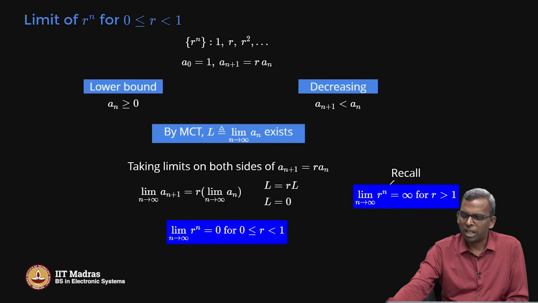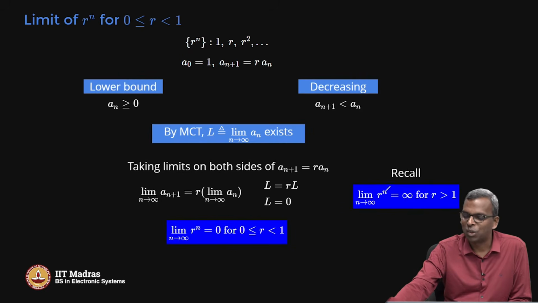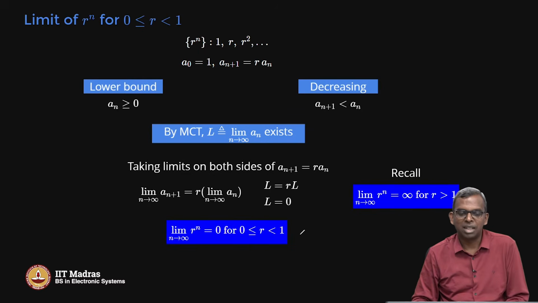You may want to recall that if r is greater than 1, the limit of r^n is infinite. It diverges to plus infinity, or converges to plus infinity, as some people say. So this limit is infinity, and this one is 0. Hopefully you're convinced that the MCT seems like a very interesting tool, and wherever there is a recursion, maybe we can use the MCT to our profit.